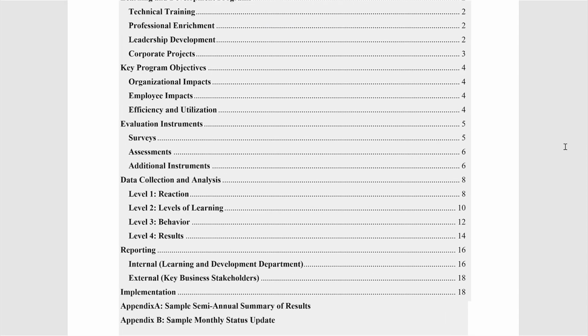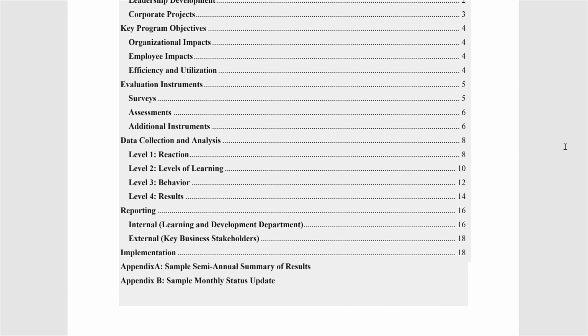Some of the things that this included, because there's a lot in here, were that we identified the key program objectives. So how are we impacting the organization, employees, and then how is our efficiency and utilization when it comes to learning and development programs. We then identified evaluation instruments. So we actually designed and developed some new surveys for all of our programs. We outlined how assessments would support the evaluation, and then also some additional instruments and how those would support the evaluation.